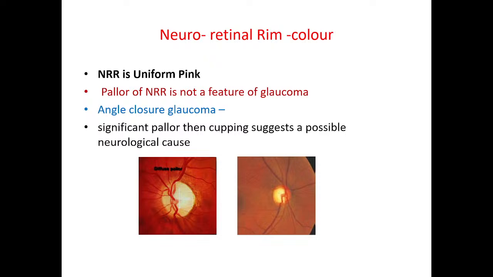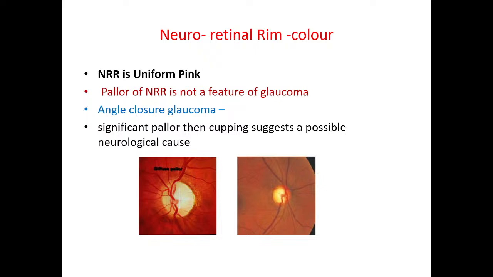And then I told you about the color also. It is always pink in color in glaucoma. Pallor is not a sign of glaucoma. Except in angle closure glaucoma, where there is an acute rise of pressure to say 60, 70, there may be pallor of the disc. So except in an acute attack of angle closure glaucoma, in glaucoma we do not find pallor of the optic disc; it is a sign of some other cause.